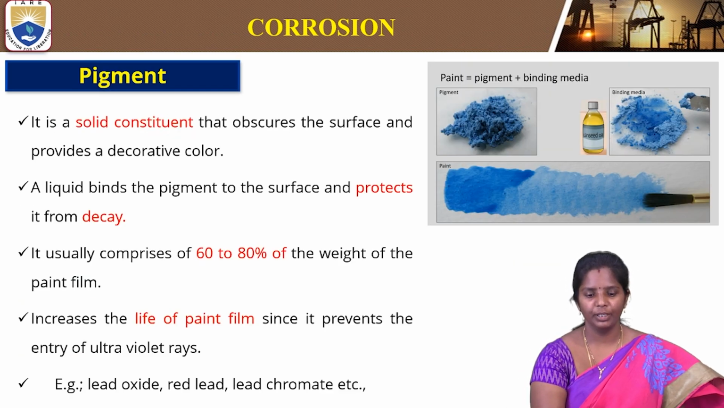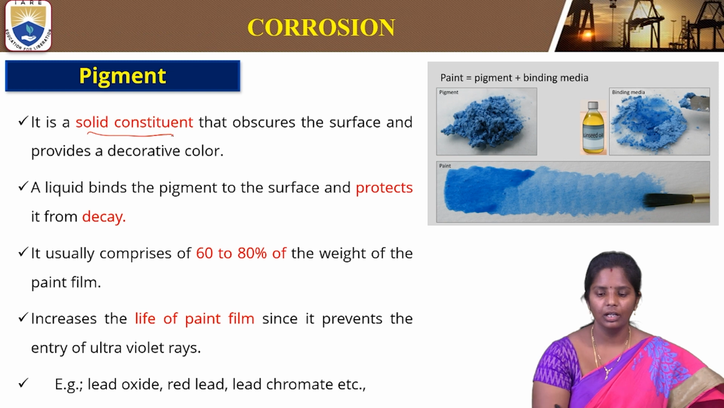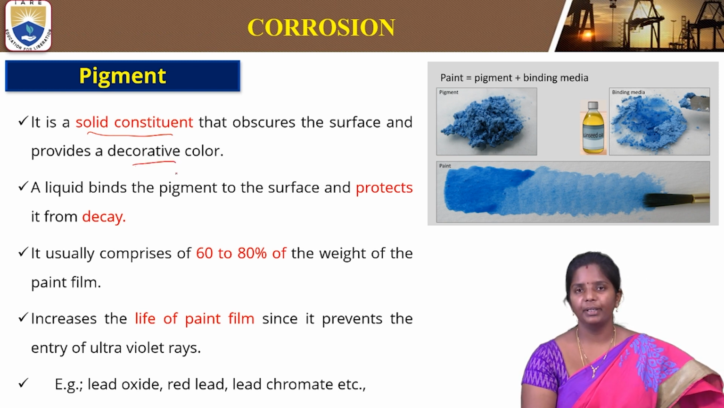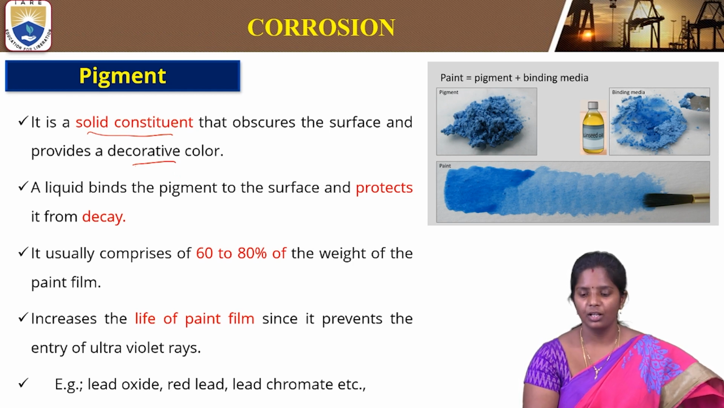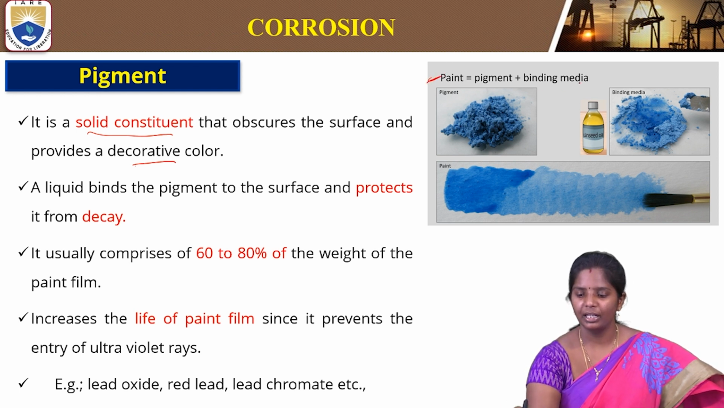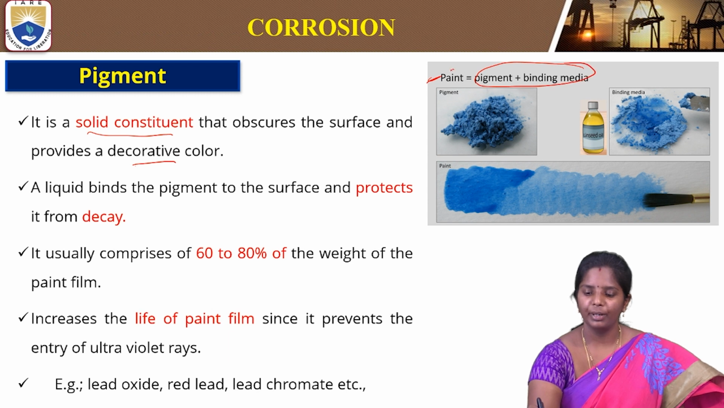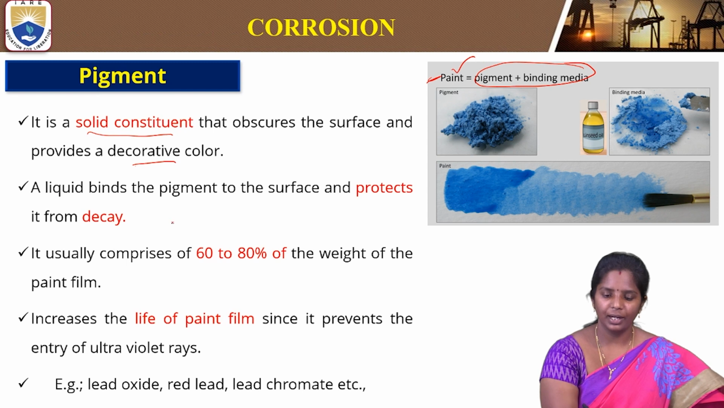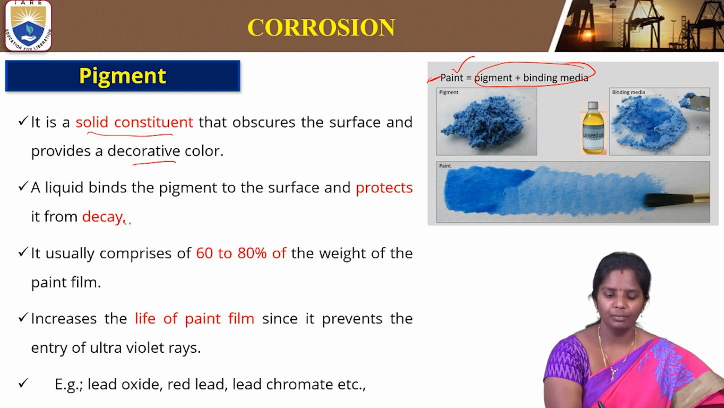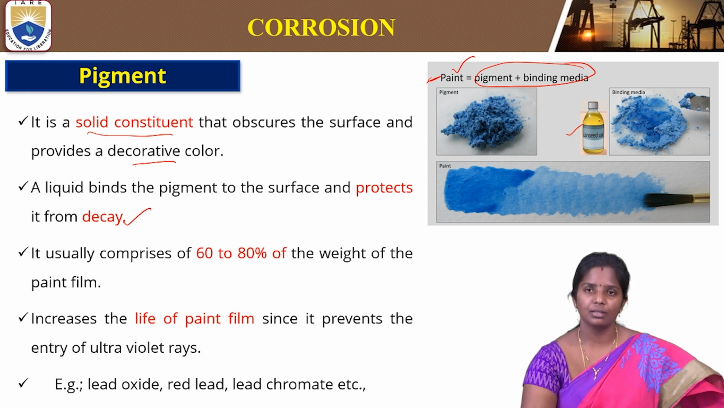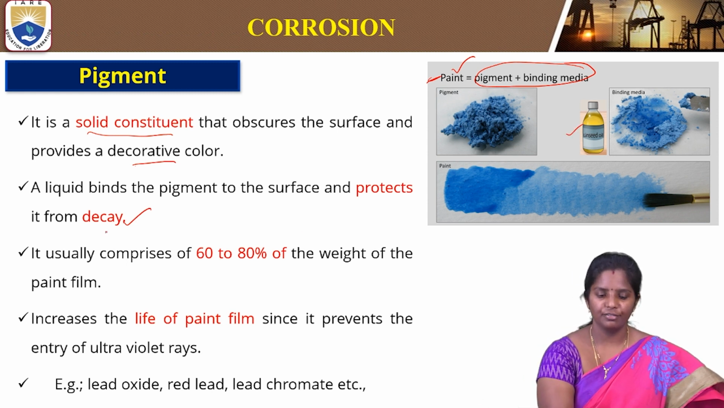Pigment is a solid constituent that obscures the surface and provides decorative color. For example, a beetroot or carrot is colored because of its pigment. Even paint has a pigment. So pigment plus binding media together form a paint. It is a color giving substance. The binding medium is a liquid that binds the pigment to the surface and protects it from decay.